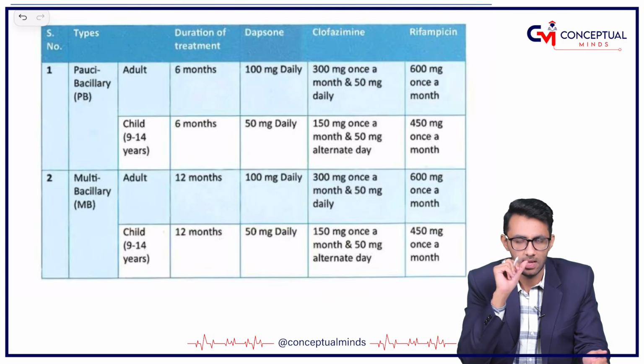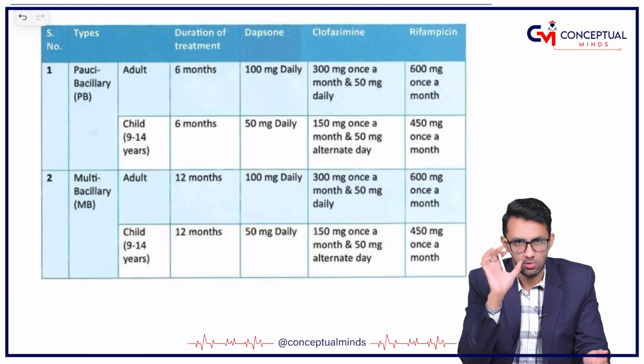How about dapsone? How much do we give dapsone? I'm talking about the adult variant, for multibacillary. It is about 100 mg, right? Dapsone is 100.